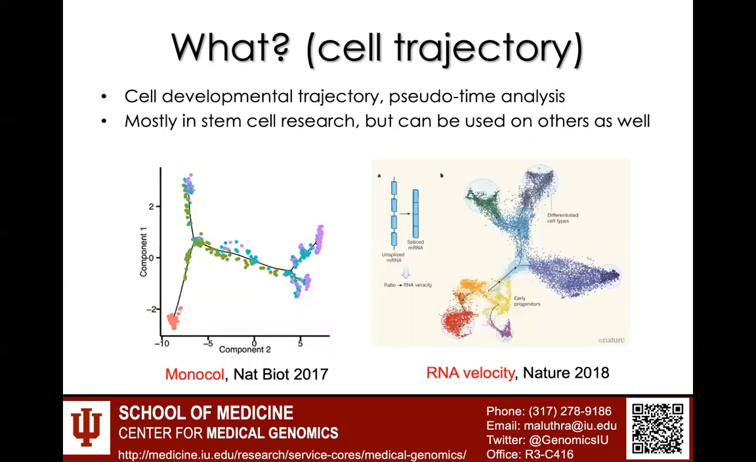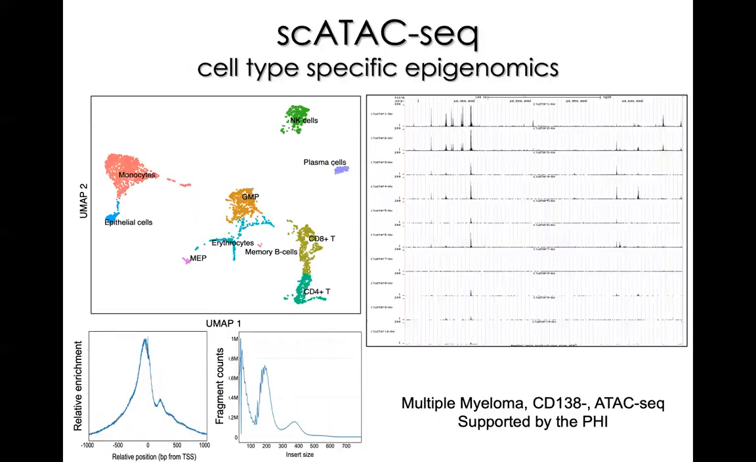For stem cell studies, it is also possible to study single cell trajectories, including cell development. I've listed two different tools here. On the left side is called Monocle, and on the right side is called RNA velocity. Both tools are very well done. We do have a short module to demo how to use Monocle in the later slides.